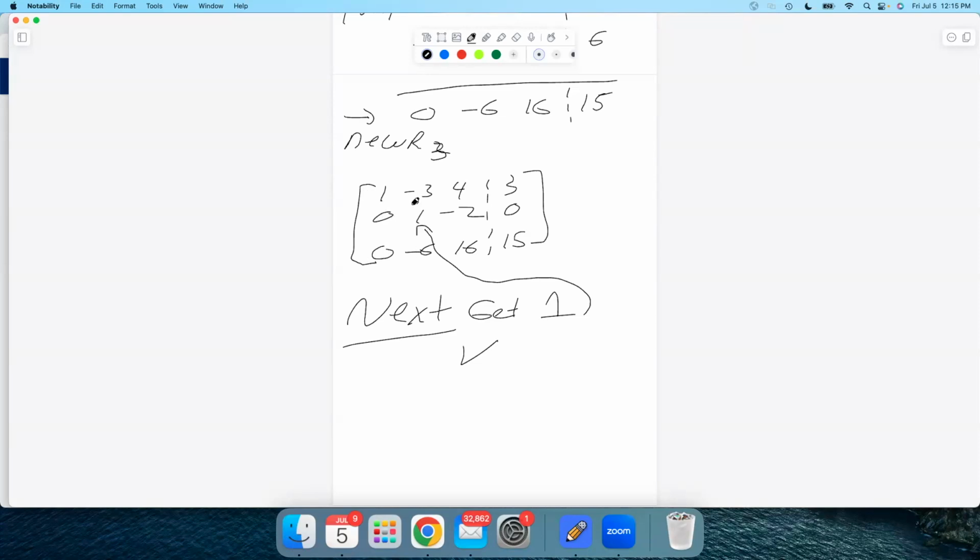Next, you move over to the next column. Make this a 1 by dividing. We get our 1s by dividing. Use him to get the zeros. And in this case, we're just going to get this guy a 0, but then we're going to take it further and also make him a 0. We'll do that in a minute. All right, now get zeros in the second column.